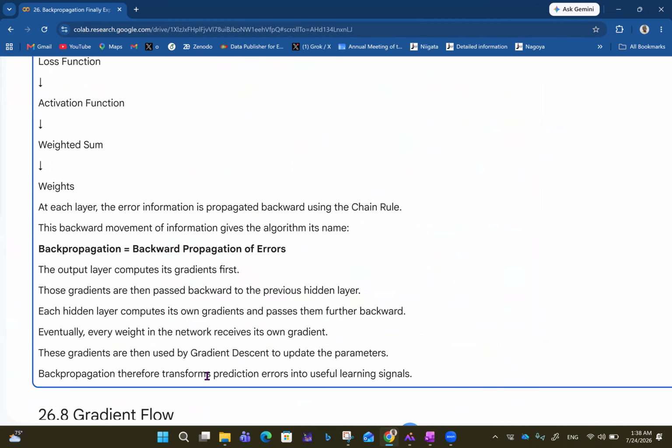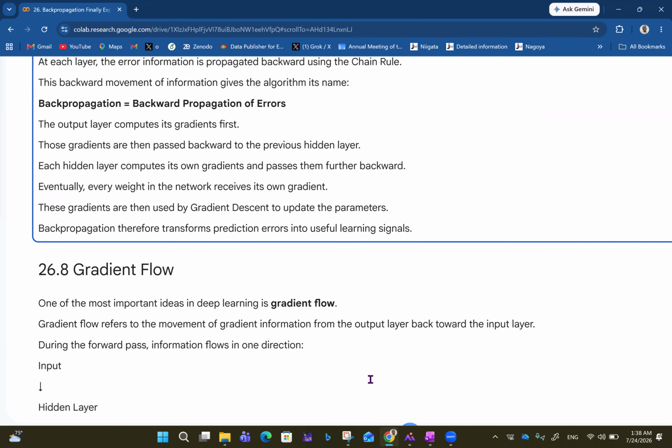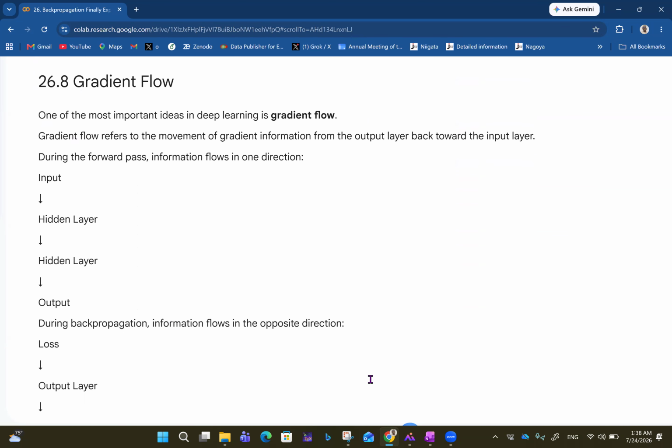Backpropagation therefore transforms prediction errors into useful learning signals. Like we know, each hidden layer computes its own gradients and passes them further backward. Eventually, every weight in the network receives its own gradient. These gradients are then used by gradient descent to update the parameters. And then we have the idea of gradient flow, which we also saw in the previous video. One of the most important ideas in deep learning is gradient flow. Gradient flow refers to the movement of gradient information from the output layer back toward the input layer. That's the idea of backpropagation.